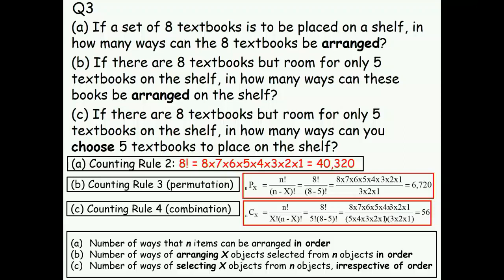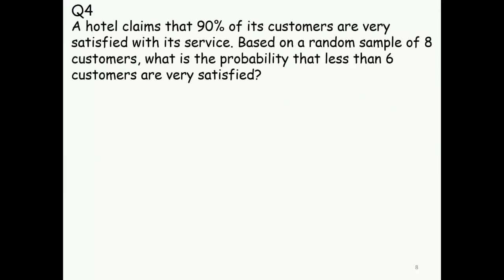Okay, let's go to the final question. A final question is a binomial type of question. A hotel claims that 90% of its customers are very satisfied. N equal to 6, less than 6. The question is about satisfied. This is satisfied, this is satisfied. So P equal to 90% and Q equal to 10%. N equals to 8. So the question is asking less than 6, probability of 0, 1, 2, 3, 4, 5.